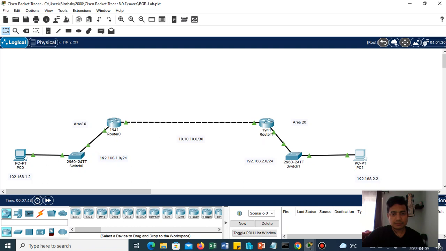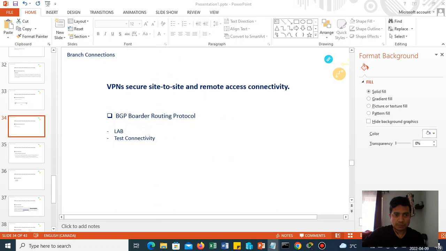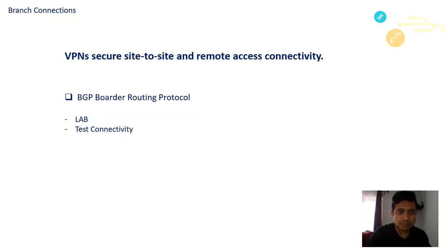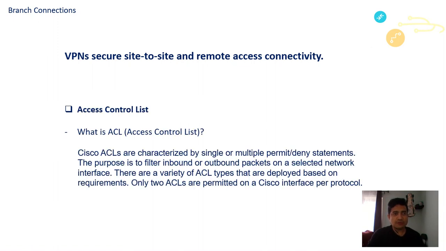Now we are going to continue. So we finished the BGP routing protocol. Now we are going to present ACL, or the access control list.